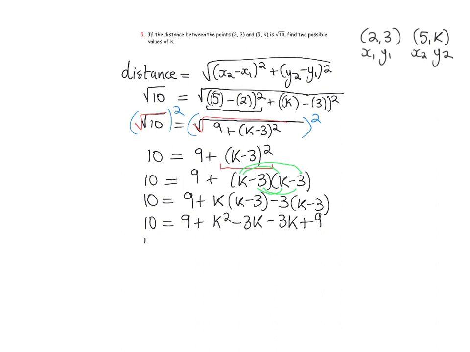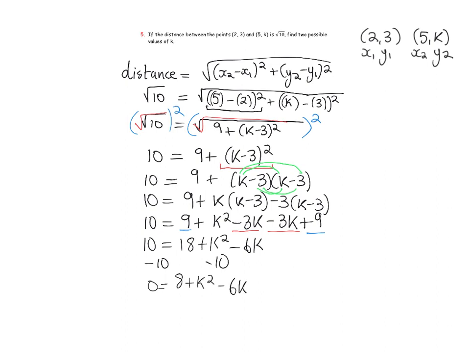Now this becomes 10 is equal to, we underline the like terms, so we have minus 3k and minus 3k, and we have 9 and 9. So 9 and 9, when you add them together, give you 18, plus k squared minus 6k. What we're going to do is take everything over to the one side, so we take away 10 from both sides, and we get that this will give us 0 is equal to 8 plus k squared minus 6k.